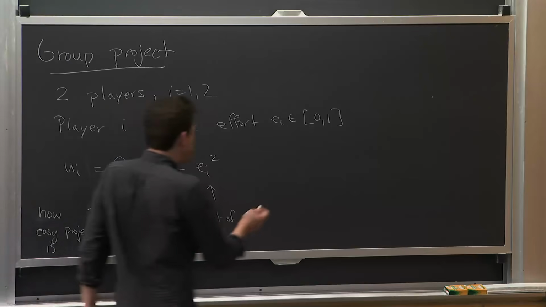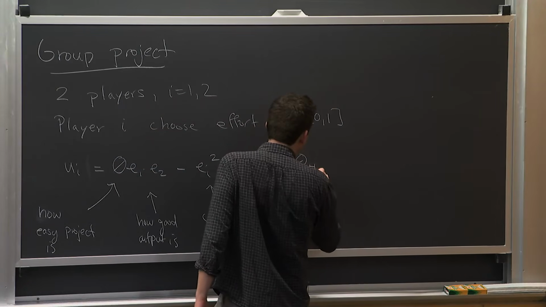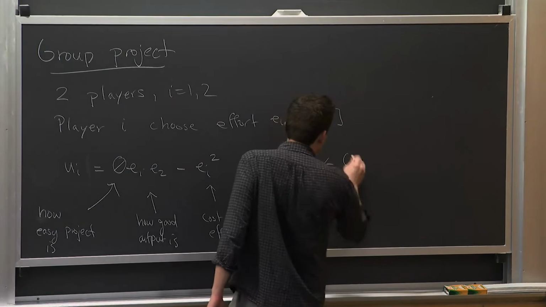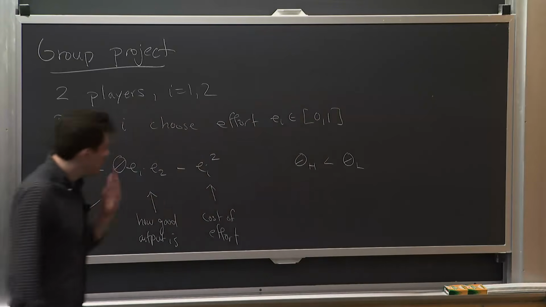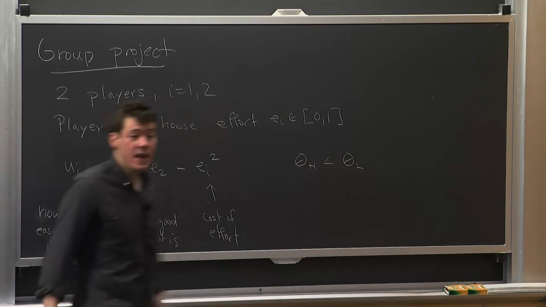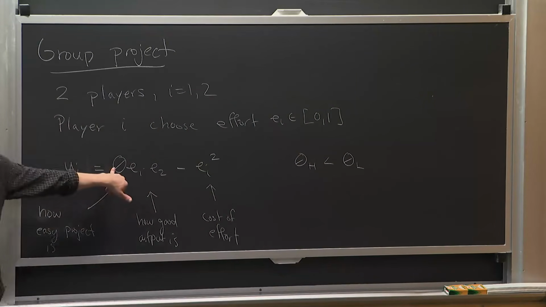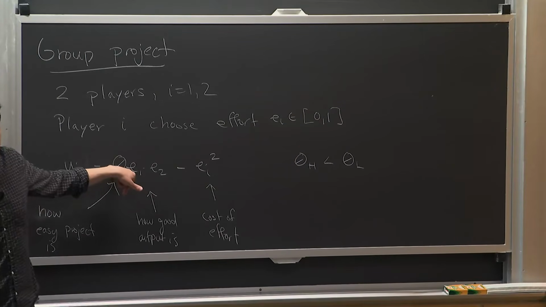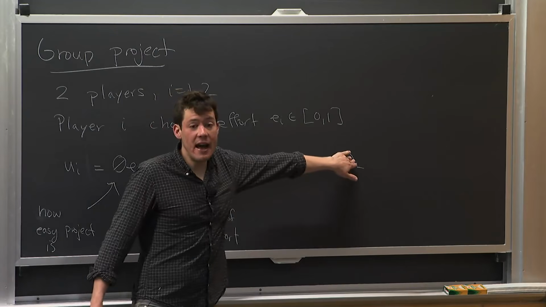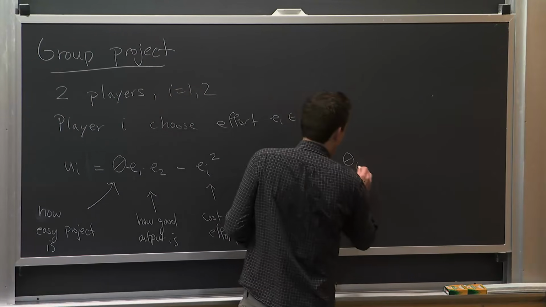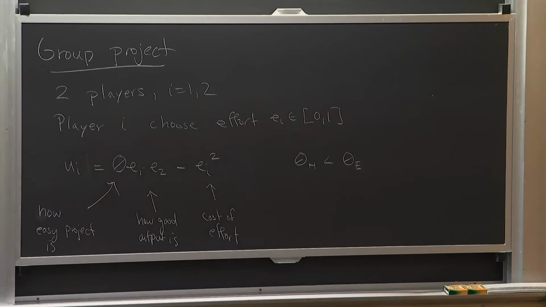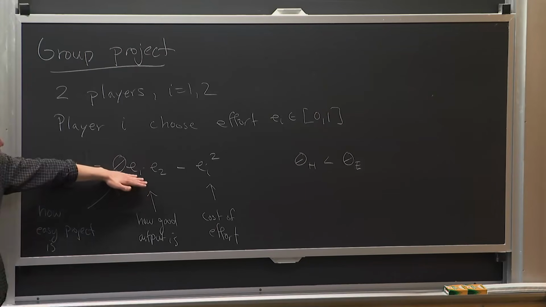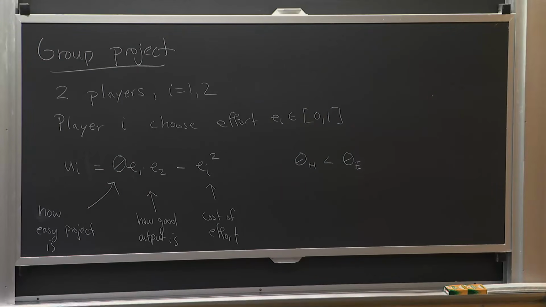So as a simple case, we could say maybe two values, theta_H and theta_L. So these are the two possible values theta could take. Theta_L is a low value, because if the project is hard, when you put in this much effort, you don't get very much output. If the project is easy, theta_H, then you get more output for the same level of effort. The problem is you probably don't know how hard the project is.